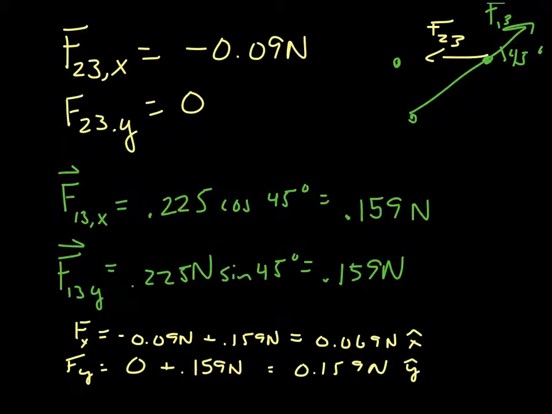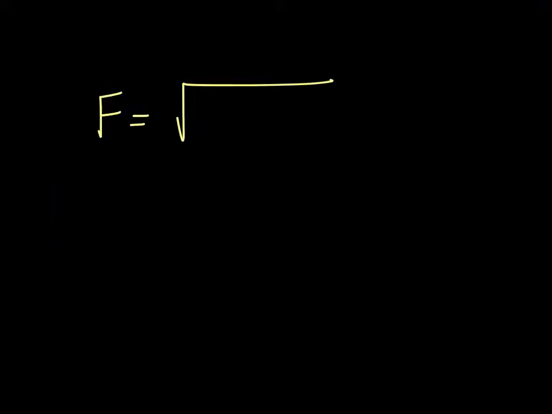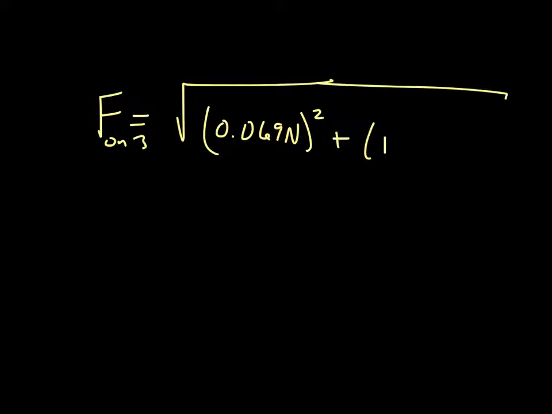And you're almost done. Now we just need to use the Pythagorean theorem to get the total magnitude. So your total force on 3 is the square root of your x component, which in this case was negative 0.069 newtons squared, plus your y component squared, which was 0.159 newtons squared. Calculate this out. You get the magnitude of your force on 3 is equal to 1.173 newtons.